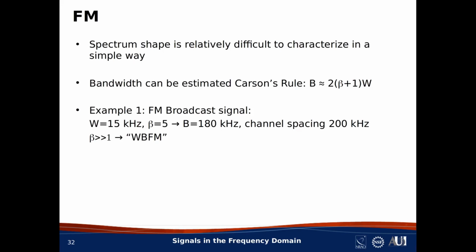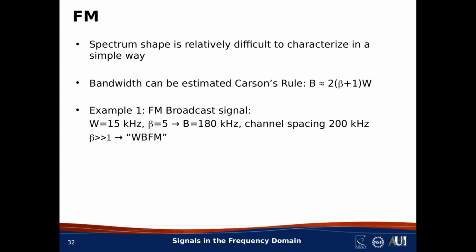For our first example, let's just consider FM broadcast. And this is one of those signals around 100 megahertz that you would typically listen to on your car radio. The whole point of FM broadcast is high fidelity, so the audio bandwidth W is increased to 15 kilohertz. The modulation index in this case is 5. So Carson's rule tells us the bandwidth is roughly 180 kilohertz.